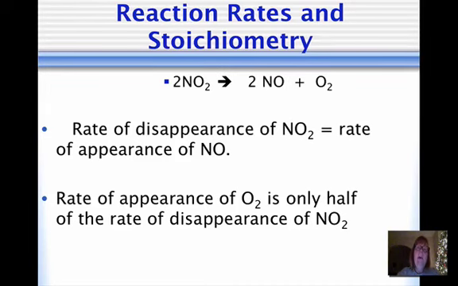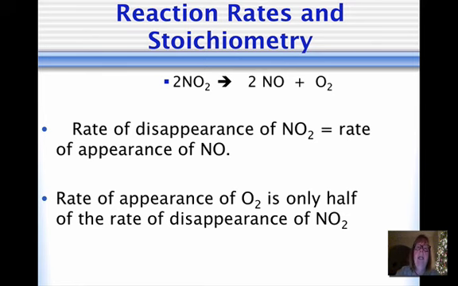Hi, we're continuing on with our kinetics unit, and in this video, we're going to talk about reaction rates and stoichiometry. We've already looked at different factors that affect the rates of a reaction. We've looked at instantaneous rates, and now we're going to look at the stoichiometry from a balanced equation. We'll go back to the very same equation we've been looking at so far.